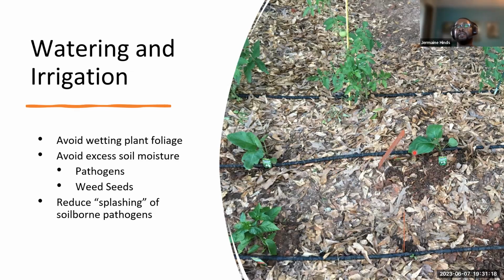With some of these irrigation tapes, they only water a certain zone, right? So weeds that are not being directly watered are less likely to come up in those spaces because the watering is in a controlled zone. And again, reducing splashing of soil-borne pathogens onto plants.